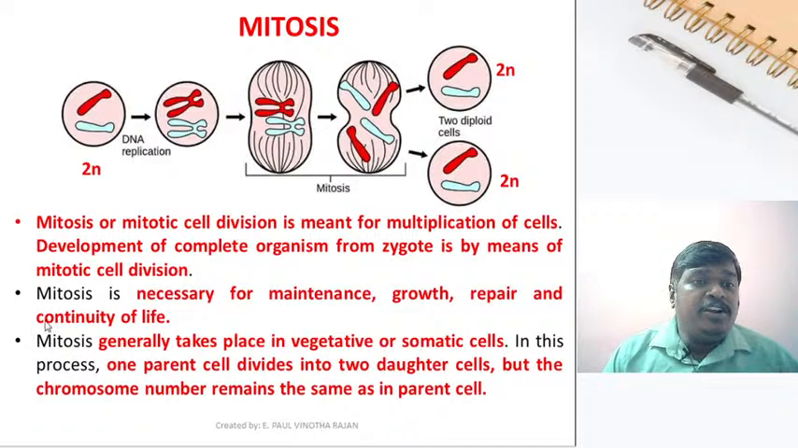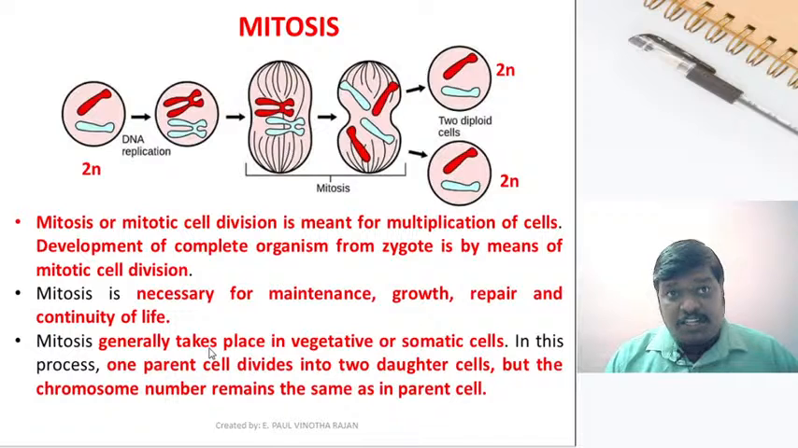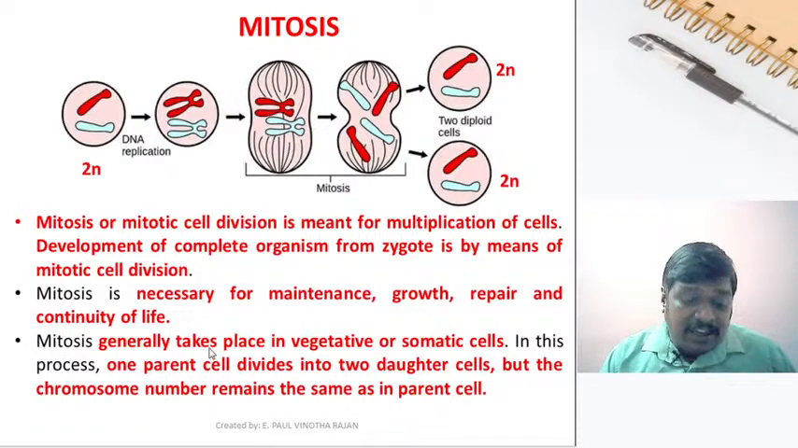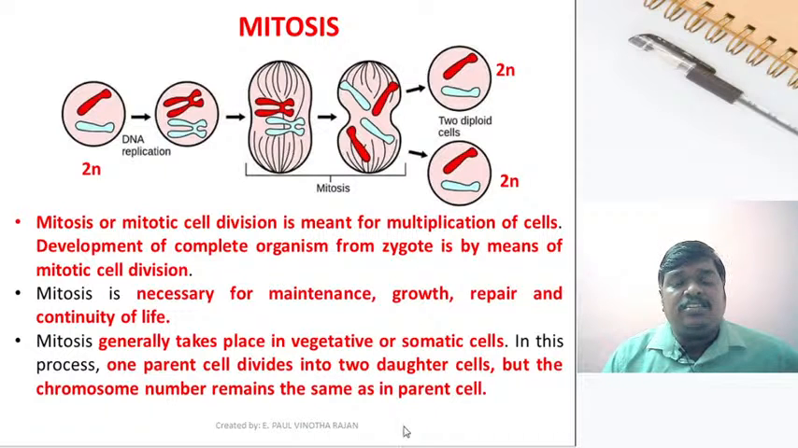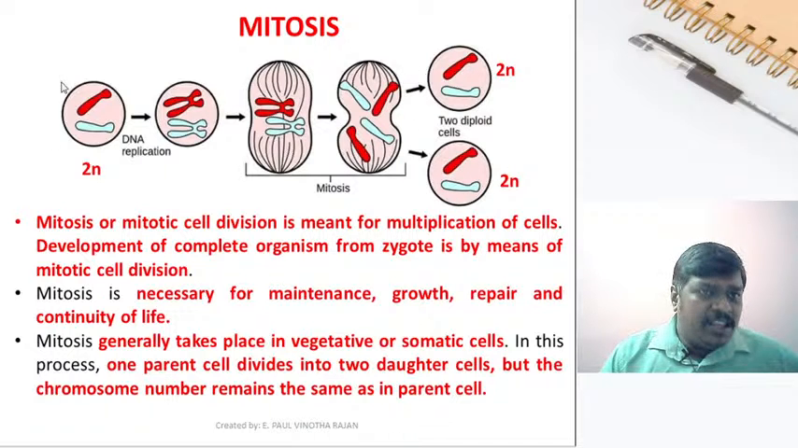And for the continuity of life, in the case of the reproductive process or the continuation of physiological processes, mitosis plays an important role. Mitosis, as I mentioned, usually occurs in somatic cells or vegetative cells, where a diploid parent cell divides and forms two diploid cells. Here the chromosome number is maintained, it remains the same. Here also it is diploid.